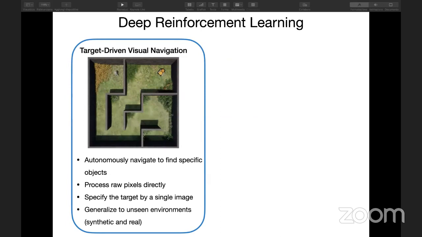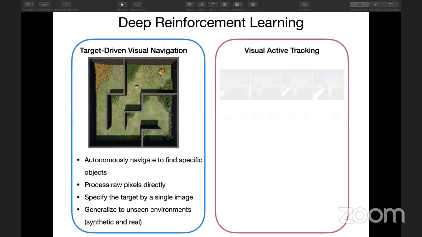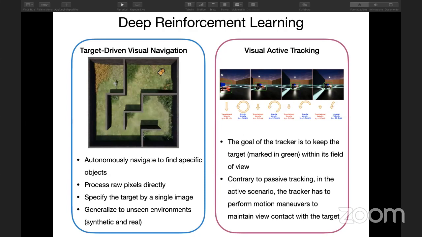Now I briefly discuss the two case studies that I will discuss in this presentation. The first is target-driven visual navigation, in which an agent has to explore a possibly unknown environment to reach a user-specified object using only visual inputs. In this case, we address the problem by considering discrete action spaces, so the policy will produce only discrete actions like go forward, turn left, and turn right, for example. The second is the visual active tracking task, in which an agent has to actively perform motion maneuvers to track a moving target. In this case, we consider continuous actions, so the policy will output directly the linear speed and the angular speed of the robot.